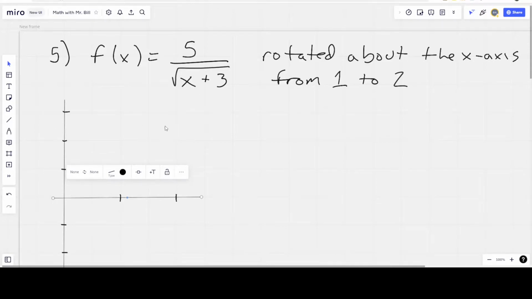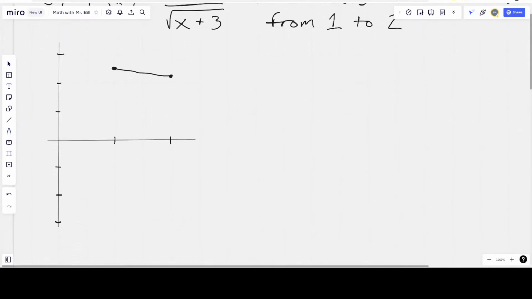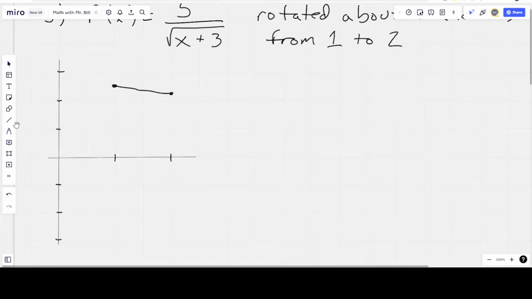So let's graph what we have here. I just put in a couple of points. If I plug in x equals 1, I get 5 over the square root of 4, which is 5 over 2, so that's 2.5. And if I plug in 2, that's 5 over the square root of 5, which is just less than 2.5. And we get a nice curve here. Nothing too fancy. Okay, so I'm going to repeat that down here.